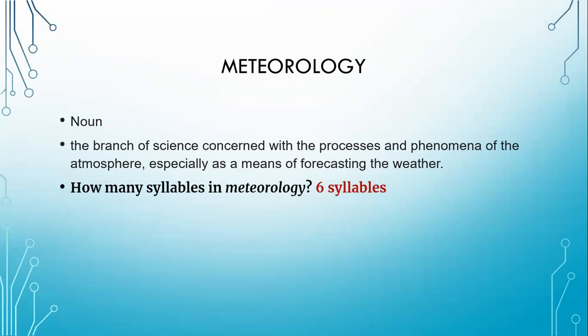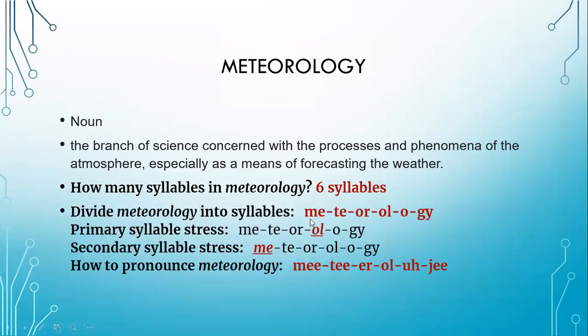Are you sure? This word has six syllables. Can you see six here? Me, te, o, ro, lo, gy. Can you say it? How can you divide it? So it has six syllables. Yes, I know, but we will learn how to divide into syllables. Don't worry about it. Great, Muhammad. Thank you very much for your help today. So the stressed syllable, guys, is the second, and we pronounce it meteorology.